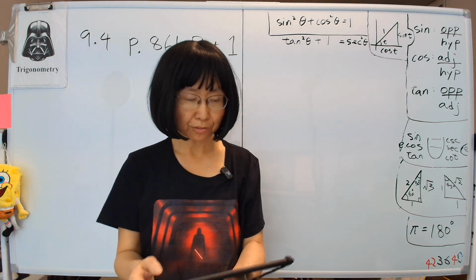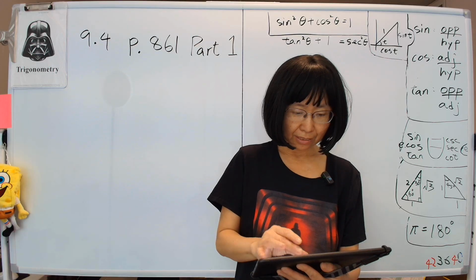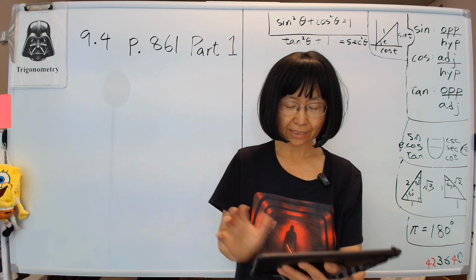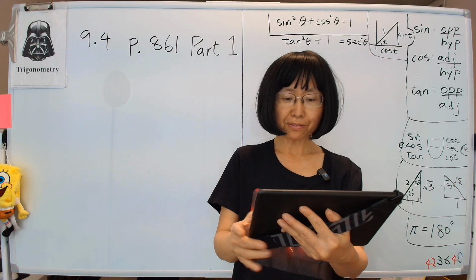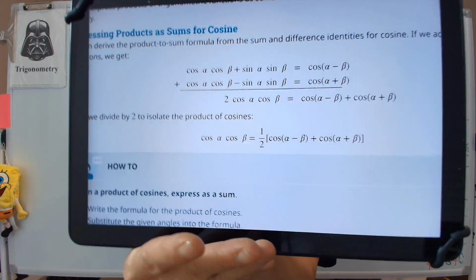Today we are going to do section 9.4, page 861. First, let's consider the product as sums for cosine on the same page. And the proof of it actually is quite straightforward. I mean, as in short.